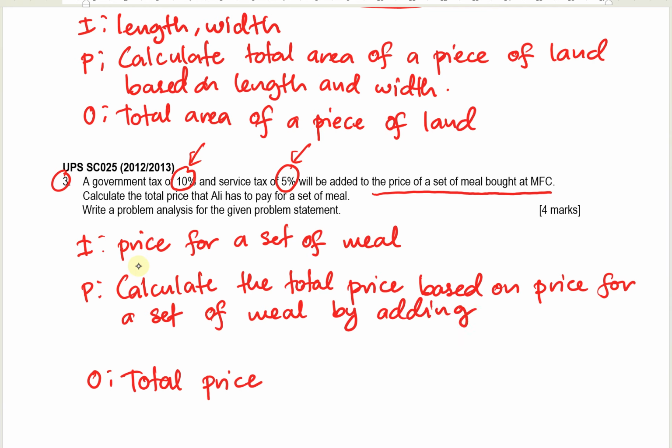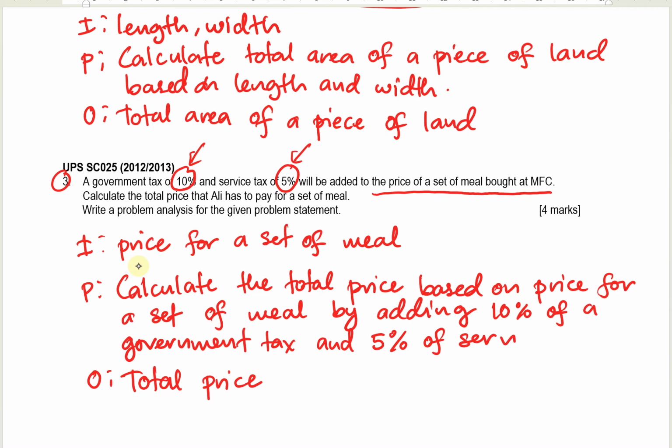So by adding 10% of government tax and 5% of service tax. Okay, you have to use the word adding. Okay, for example here, let's say the price for a set of meal is 10 ringgit. So I enter here 10 ringgit.